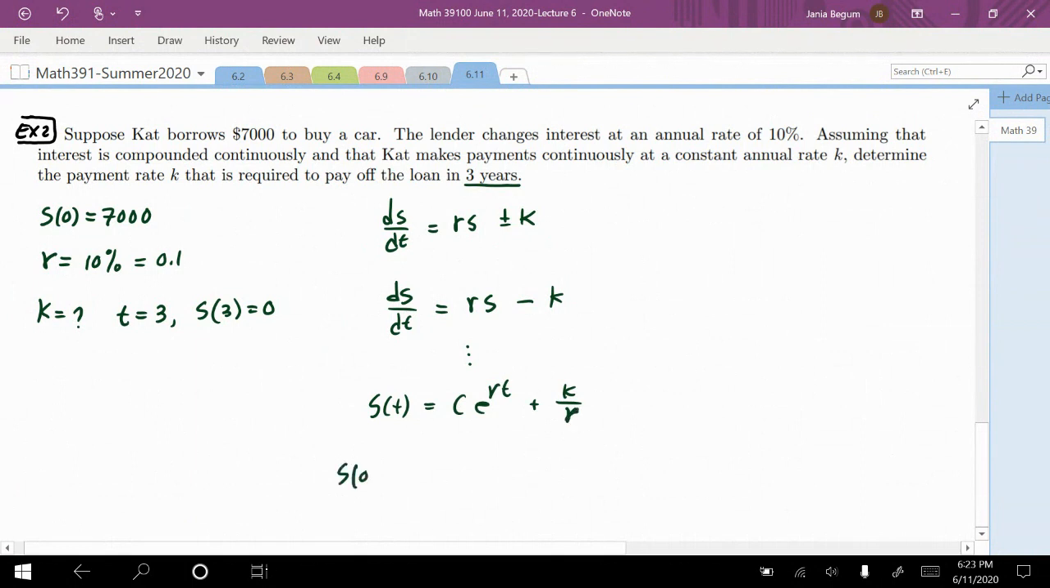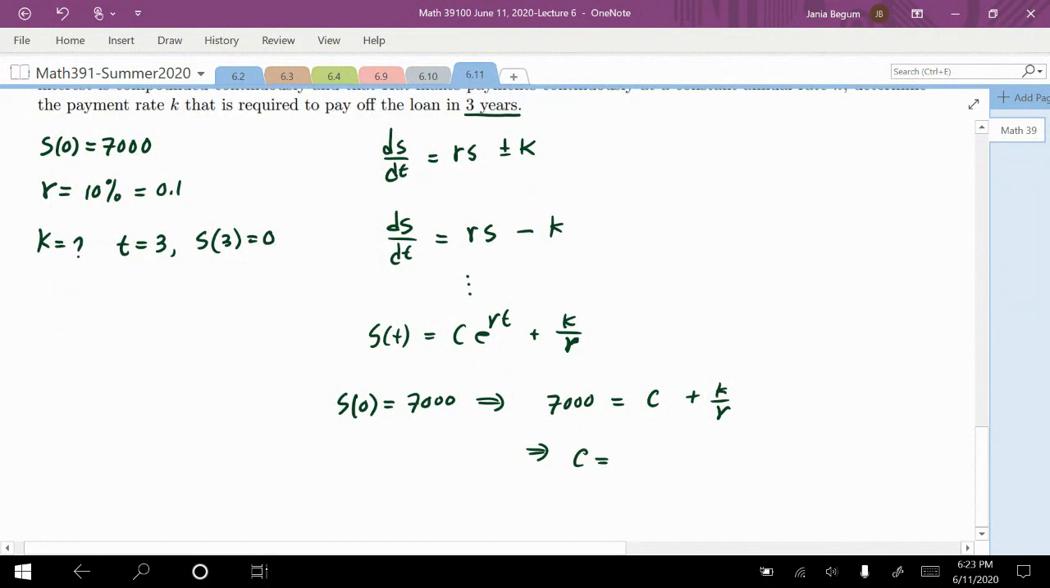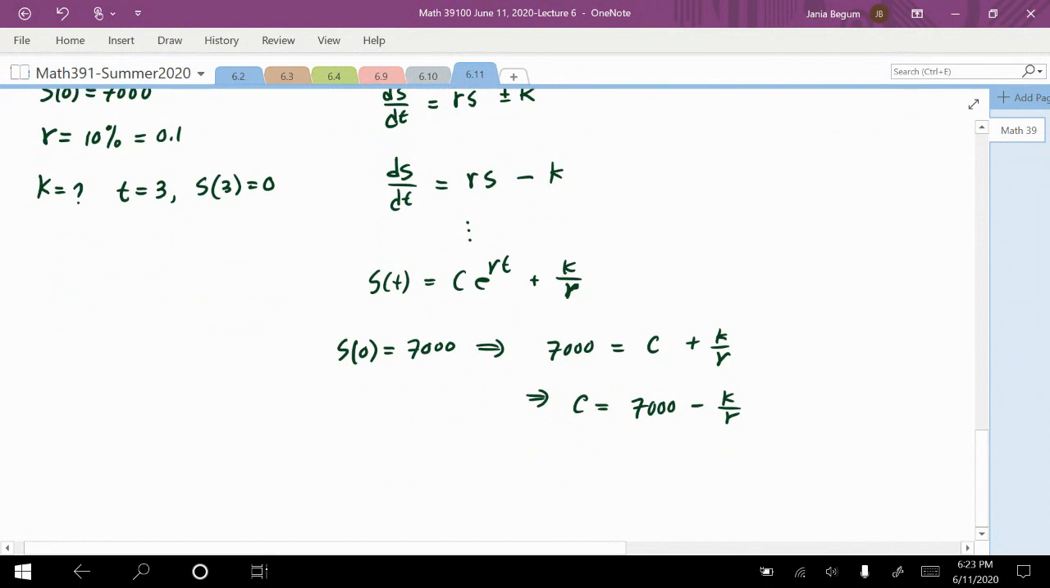So we have s of 0 is equal to 7,000, which implies 7,000 is equal to c e to the r times 0, that's 1, plus k over r. So that means our constant c is equal to 7,000 minus k over r. So that will modify our model. s of t is going to be c, so c we just computed, 7,000 minus k over r, e to the rt plus k over r.